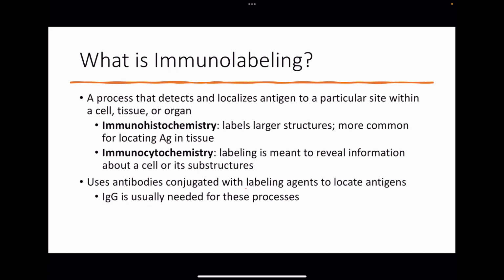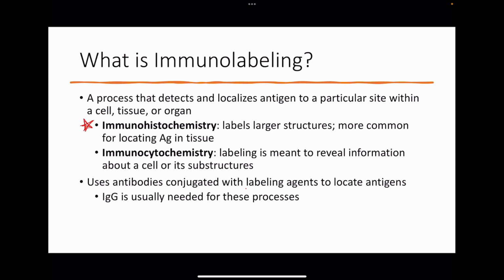Okay, so the more academic definition of immunolabeling is that it's a process that detects and localizes antigen to a particular site within a cell, tissue, or organ. Now, there's two different subsets of immunolabeling, which we'll focus on. The first one being immunohistochemistry, and this is meant to label larger structures, and it's more common for locating antigens in tissue. So this is the one that we're going to be using a little more frequently for this presentation.